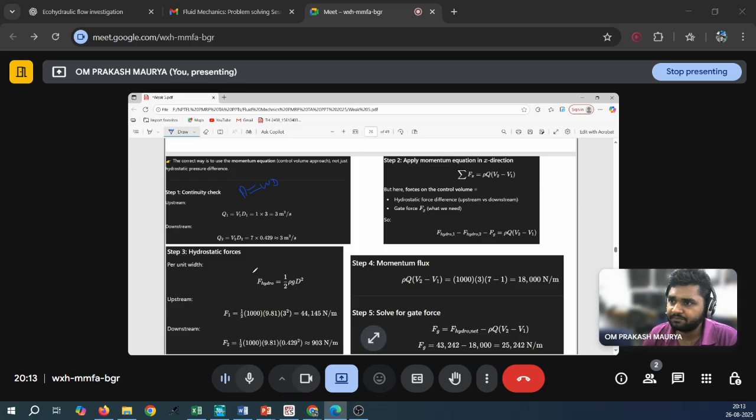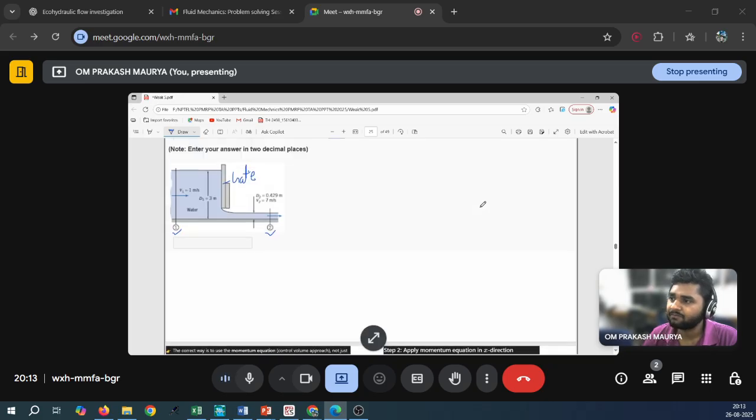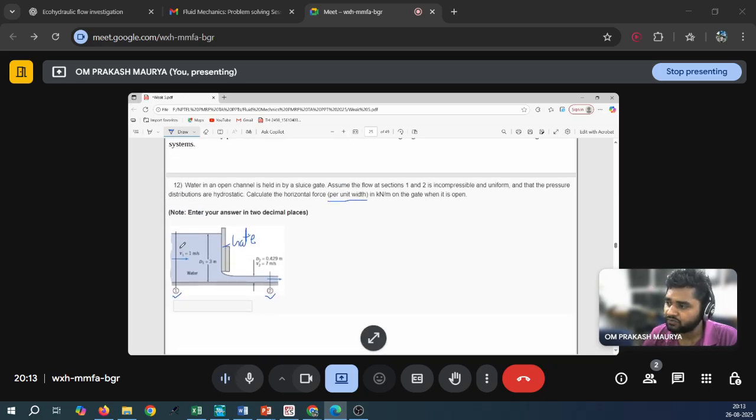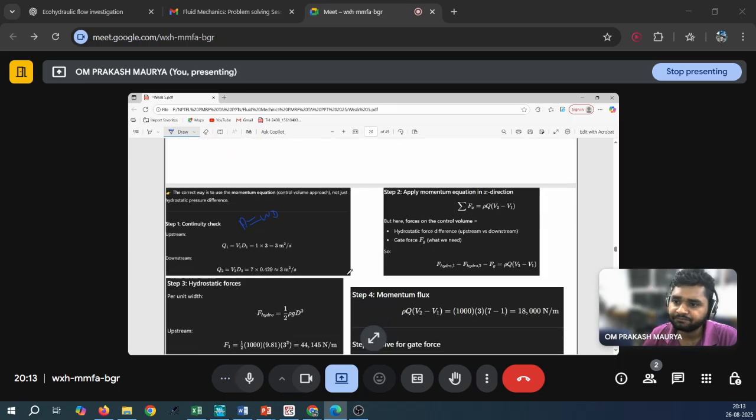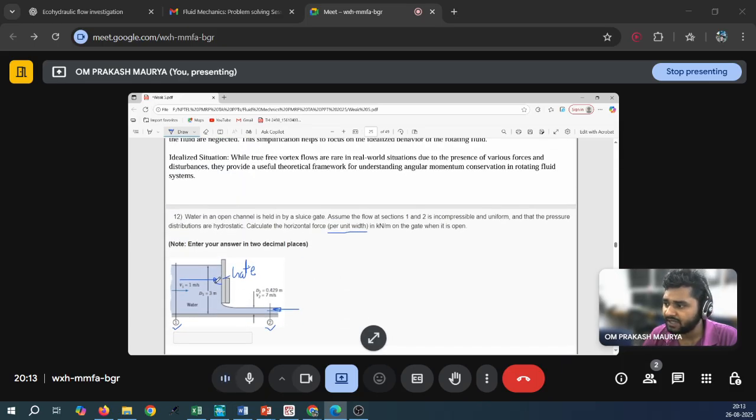So in step 2, what will you do? Apply the momentum equation in the x direction. Now you are going to apply the momentum equation in the x direction. It means the hydrostatic force will act in this direction. Remember, now due to the gate also the force will act in this direction.